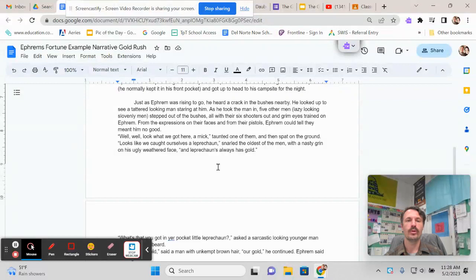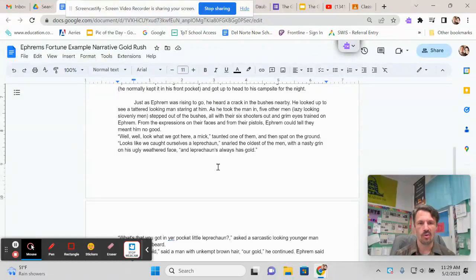Just as Ephrem was rising to go, he heard a crack in the bushes nearby. He looked up to see a tattered looking man staring at him. As he took the man in, 5 other men, lazy looking, slovenly men, stepped out of the bushes, all with their six shooters out and grim eyes trained on Ephrem. From the expressions on their faces and from their pistols, Ephrem could tell they meant him no good.